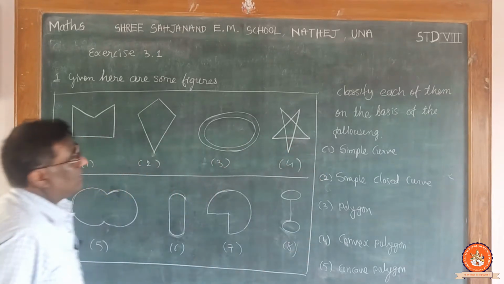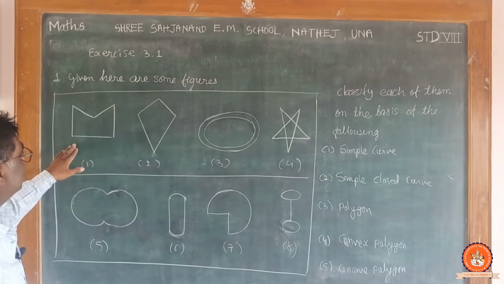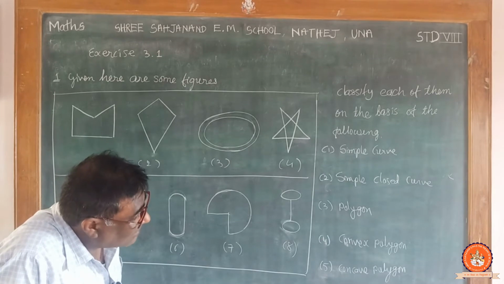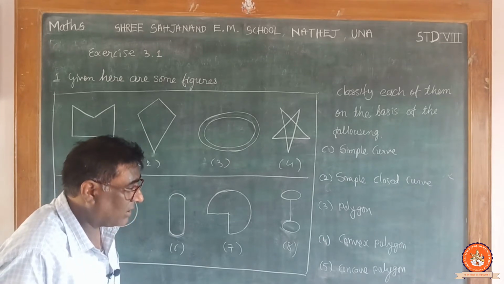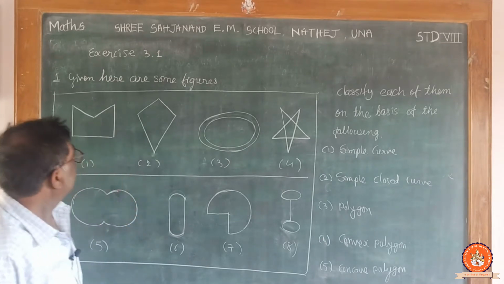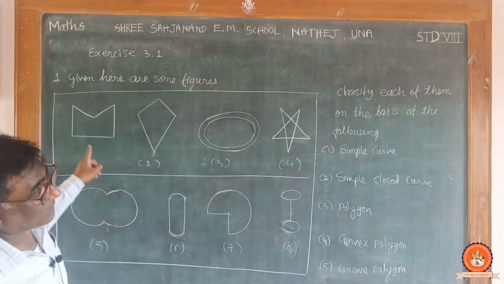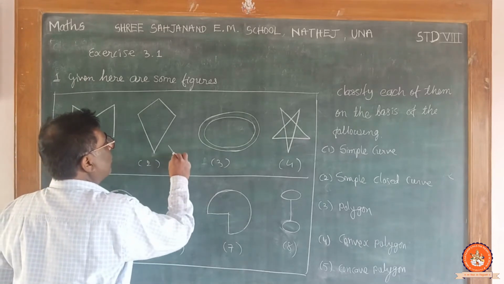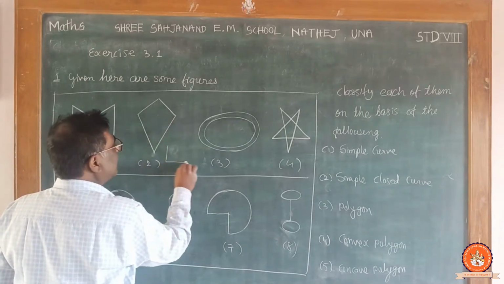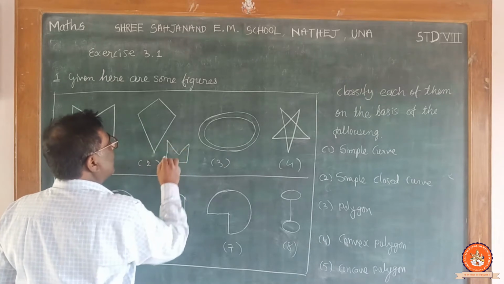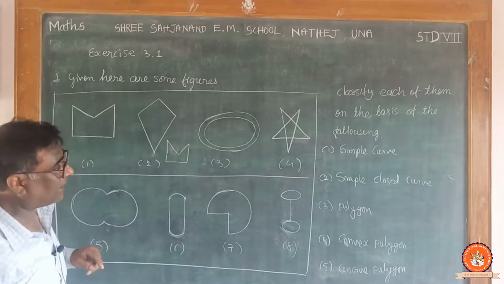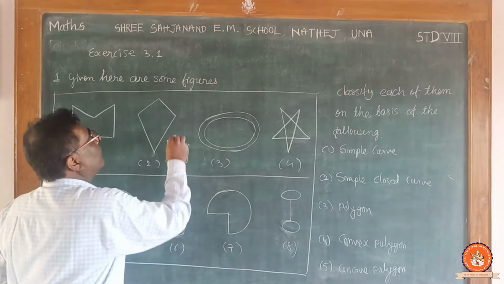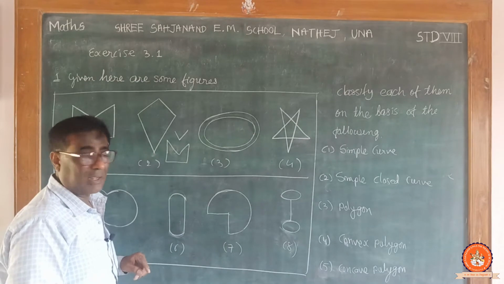Okay. Now look at it. Look at the criteria: simple curve, simple closed curve, polygon, convex polygon, and concave polygon. Now, my friend, first, a simple curve. If a figure can be drawn using a pen without lifting the pen, it's a curve. Without lifting the pen, it's a simple curve.